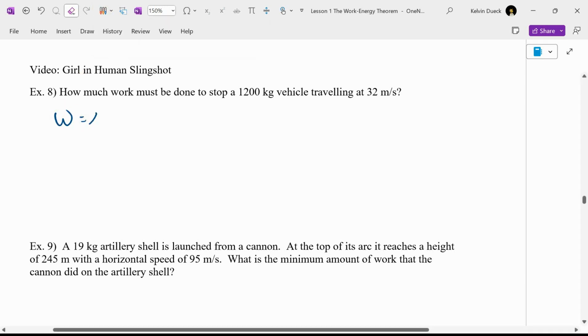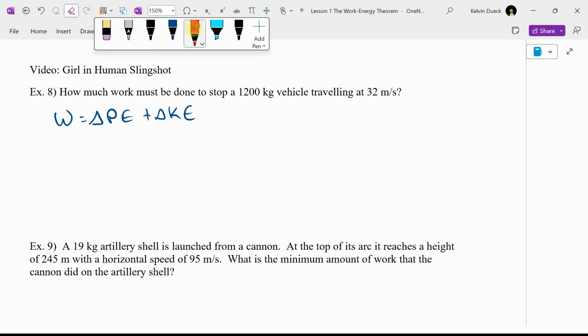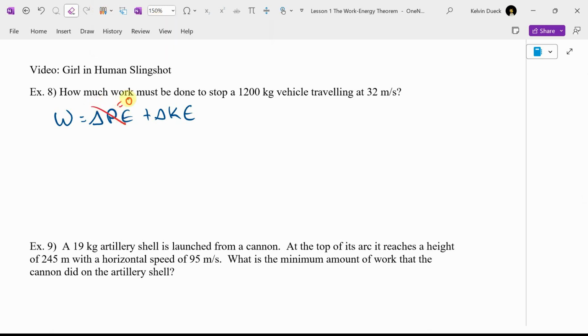Work equals delta PE plus delta KE. You're going to have a change in potential energy if the question gives you a change in height, because that's what has to happen for gravitational potential energy. Do you see a change in height in here at all? So I think I can go like this. I think the change in potential energy equals 0. I do see a change in speed, though. I think there is going to be a change in kinetic.